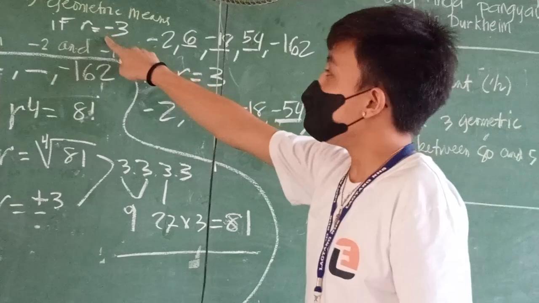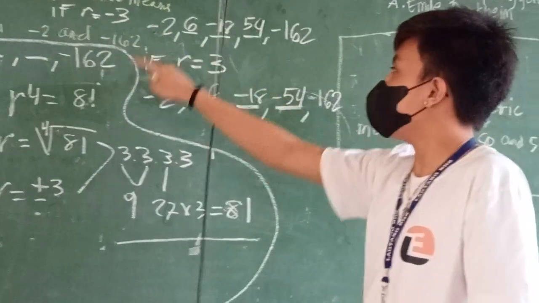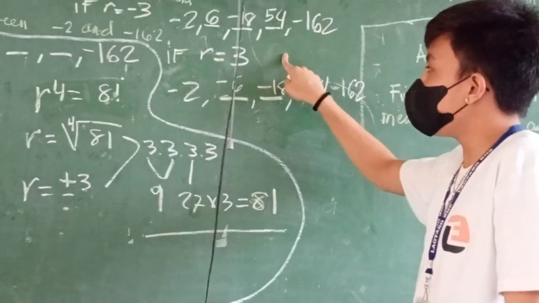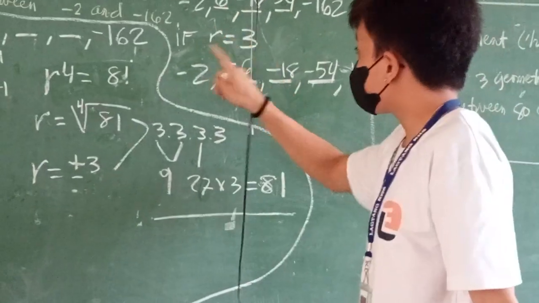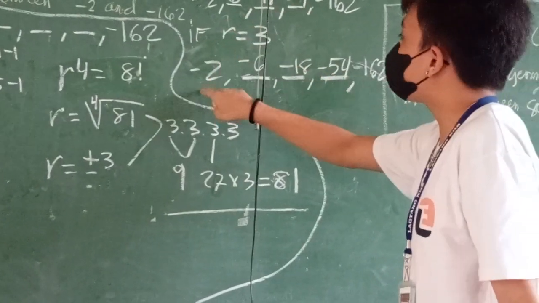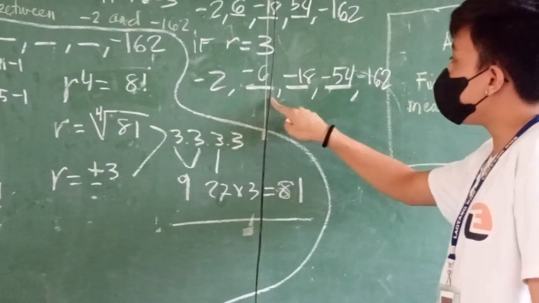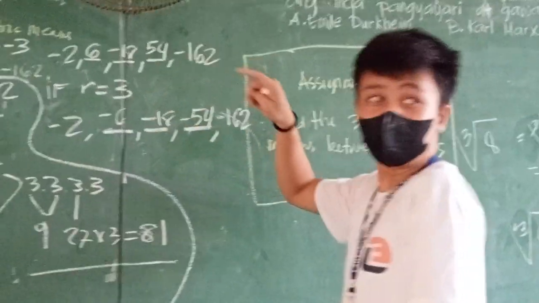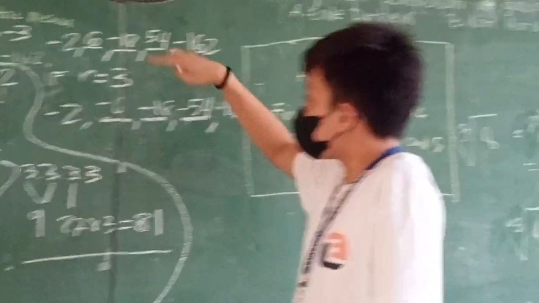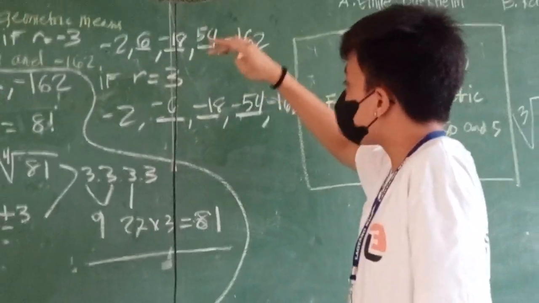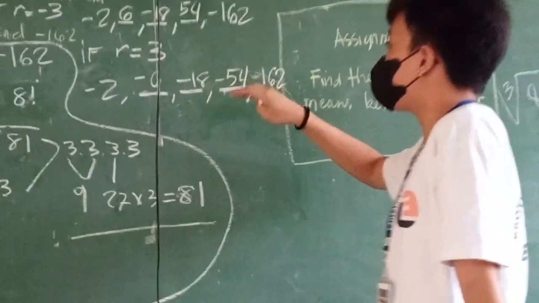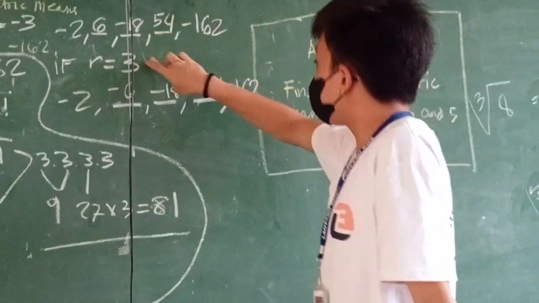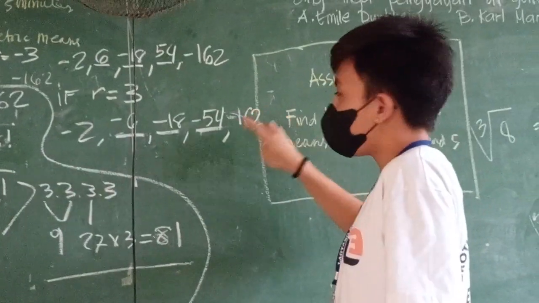Now if r is equal to positive 3, then positive 3 times negative 2 is negative 6. Positive 3 times negative 6 is negative 18. Positive 3 times negative 18 is negative 54. Positive 3 times negative 54 is negative 162.